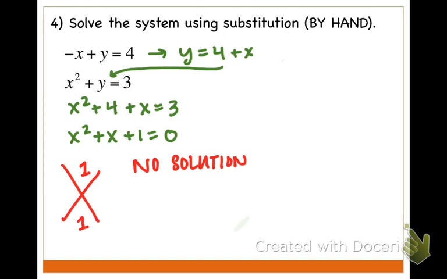So it cannot be factored. So there isn't any solution. There are no x values that I could use that would give me 0 back. So here we would have no solution. If I were to graph these two equations, they would never intersect with each other.